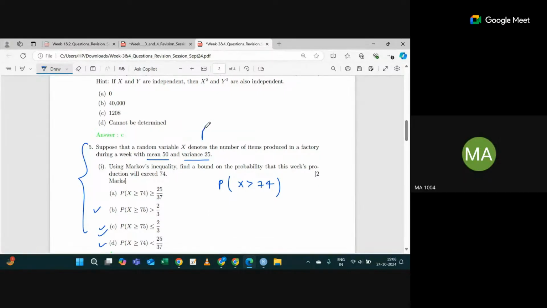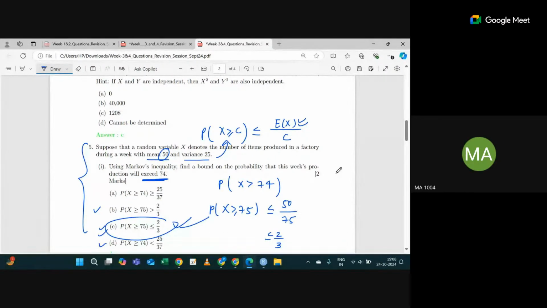Why? What is the Markov inequality? The probability that x is greater or equal to any constant c is less or equal to the expectation of x divided by that constant. This is a discrete random variable, so make sure the equality sign matters. Here the question is that this week's production will exceed 74, which means greater than 74. To apply Markov inequality, I say probability x greater or equal to 75. Then this is less or equal to the expectation of x, which is 50, divided by 75. This is less or equal to 2 by 3. So C is the correct answer. You will get the 2 marks. Understood?